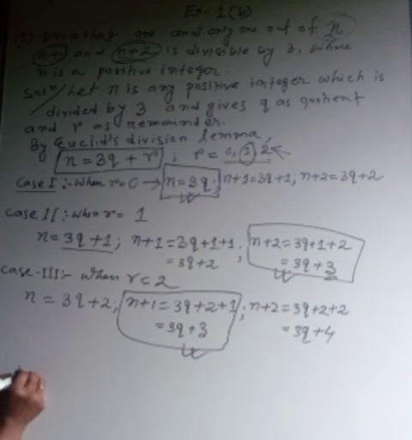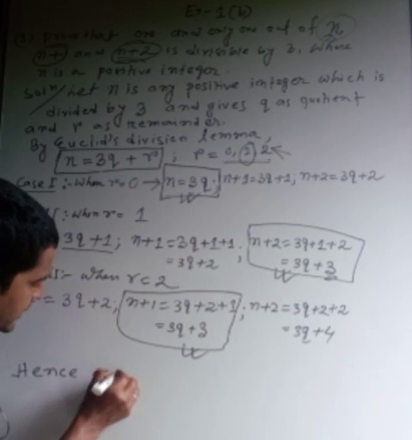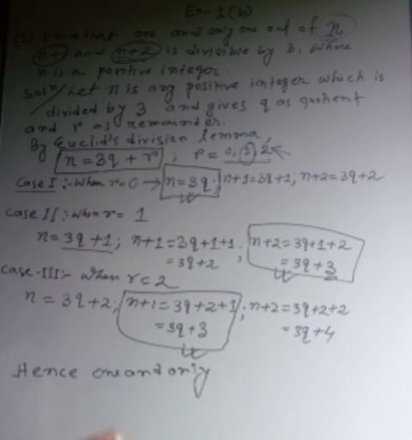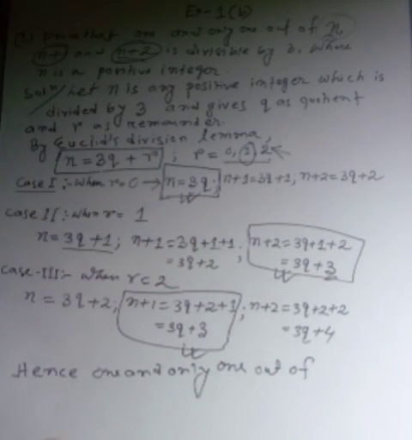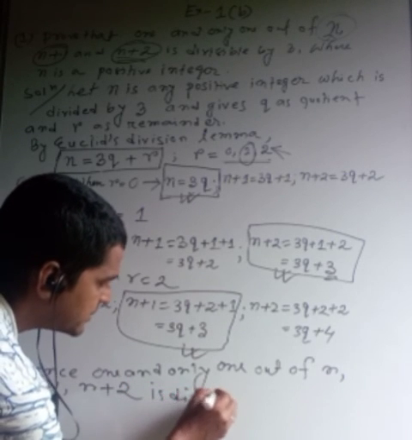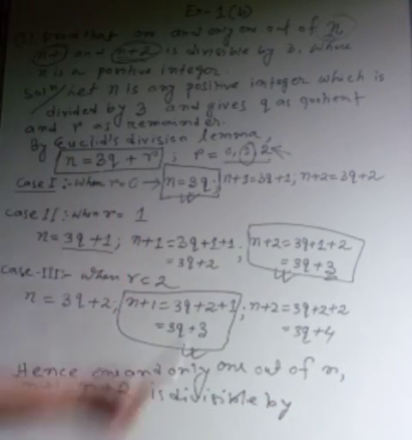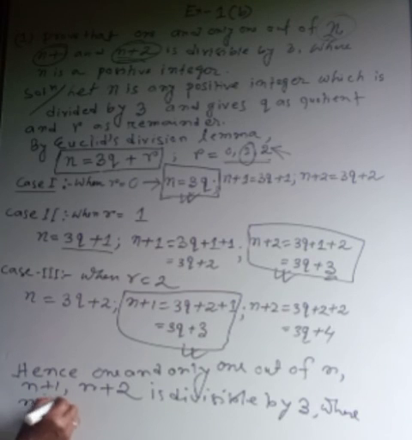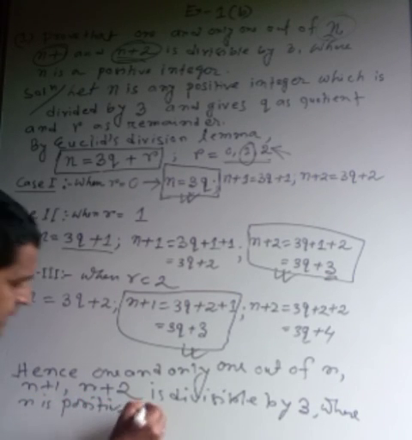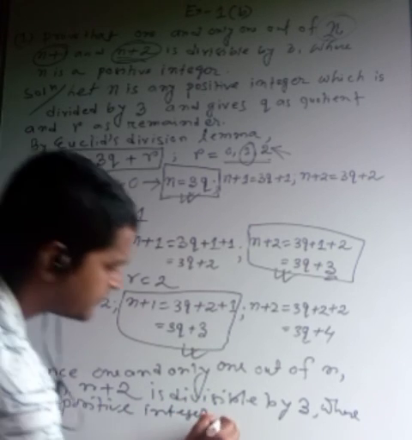So we can write, hence, 1 and only 1 out of n, n plus 1, n plus 2 is divisible by 3, where n is a positive integer, and we can write.